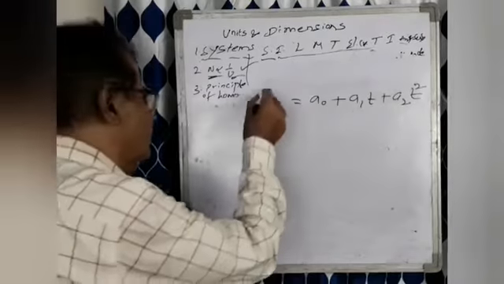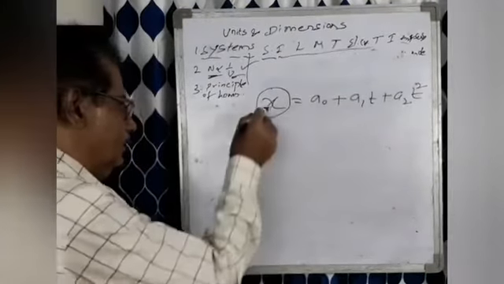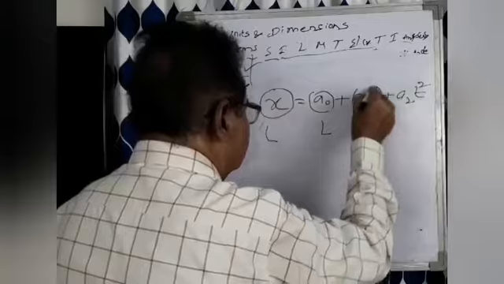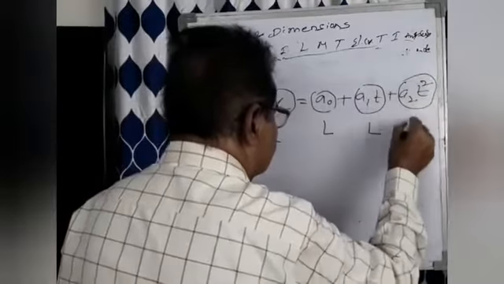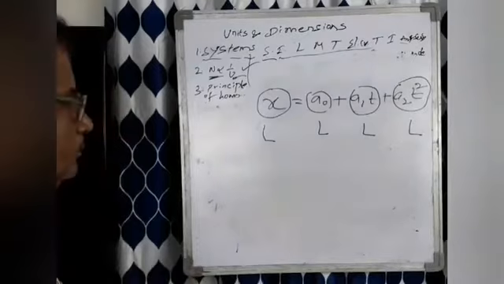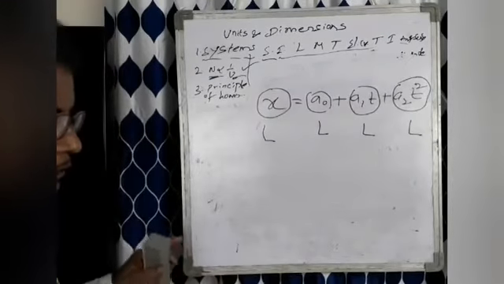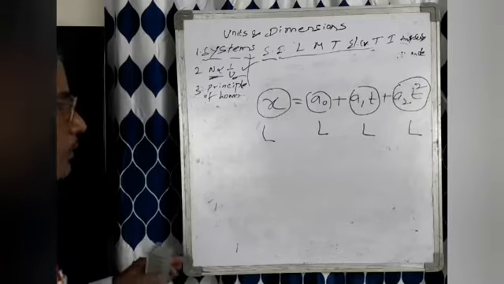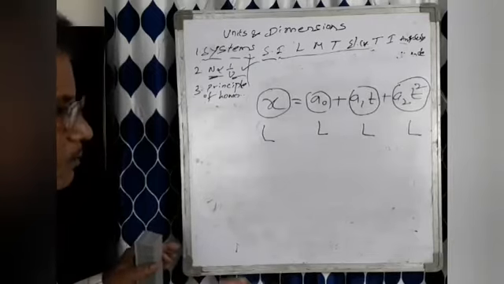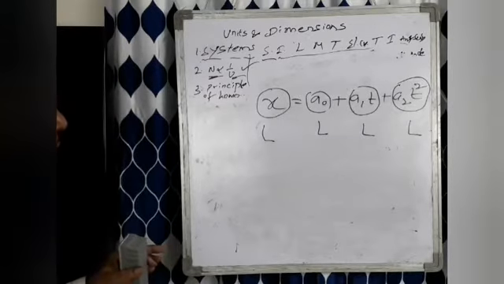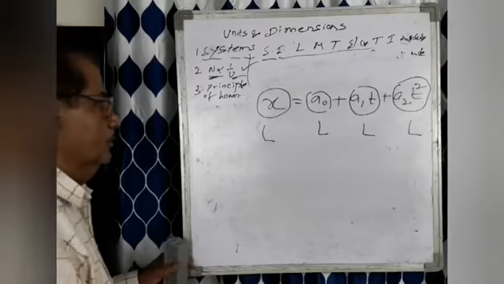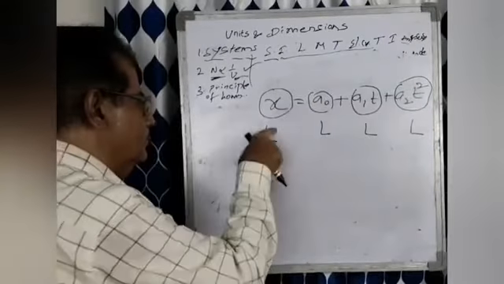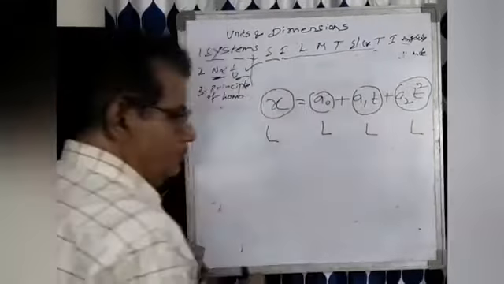If X is any quantity like length, if I say X is length, A0 should be length, A1t should be length, A2t square also must be length. So only the same kind of quantities can be added to or subtracted from each other. Different kinds of quantities cannot be added or subtracted. Multiplication can be done between any quantities. All these three should be lengths only if this is length. If this is velocity, all these must be velocities only.